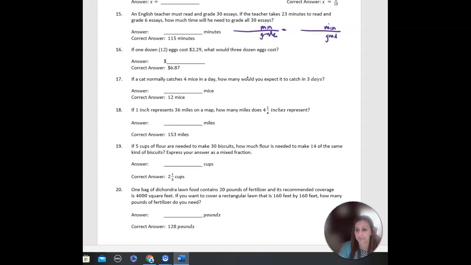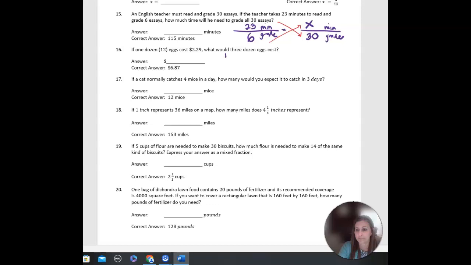Now, your numerators have to match. So if I put minutes on the top here, minutes has to be on the top there. Grade on the bottom, grade on the bottom. So if it takes him 23 minutes to read and grade 6 essays, how much time will he need to grade all 30? So he has a total of 30 essays to grade, and the question is, how long will that take? I've got it set up for you. What you would do to complete this is cross multiply. I want to try to get all of these set up before my timer goes off.